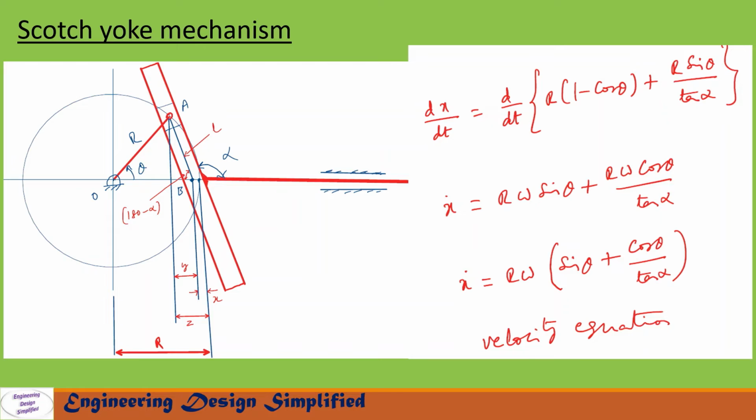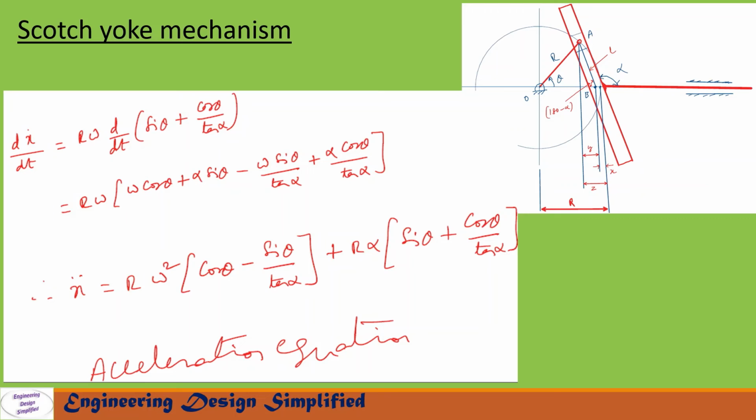So this is the equation to find displacement of the plunger. To find velocity of the plunger, let us differentiate the displacement equation with respect to time. So dx by dt can be written as d by dt of r into 1 minus cos theta plus r sine theta by tan alpha. So alpha is a constant value. So after differentiation we get x dot, that is velocity of the plunger, equal to r omega sine theta plus r omega cos theta by tan alpha. So after rearranging this equation we get x dot, that is velocity of the plunger, equal to r omega into sine theta plus cos theta by tan alpha. So this is the equation to find velocity of the plunger.